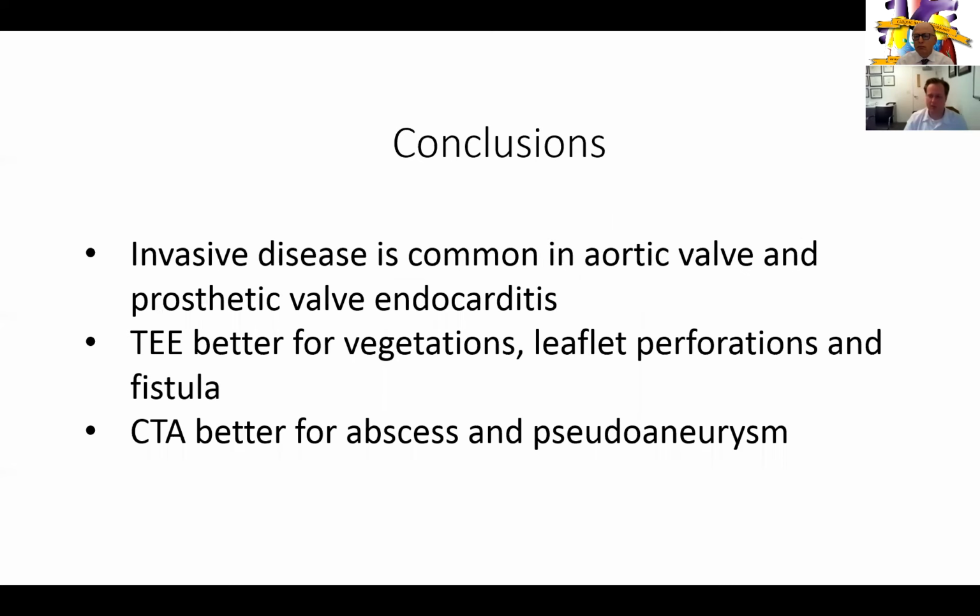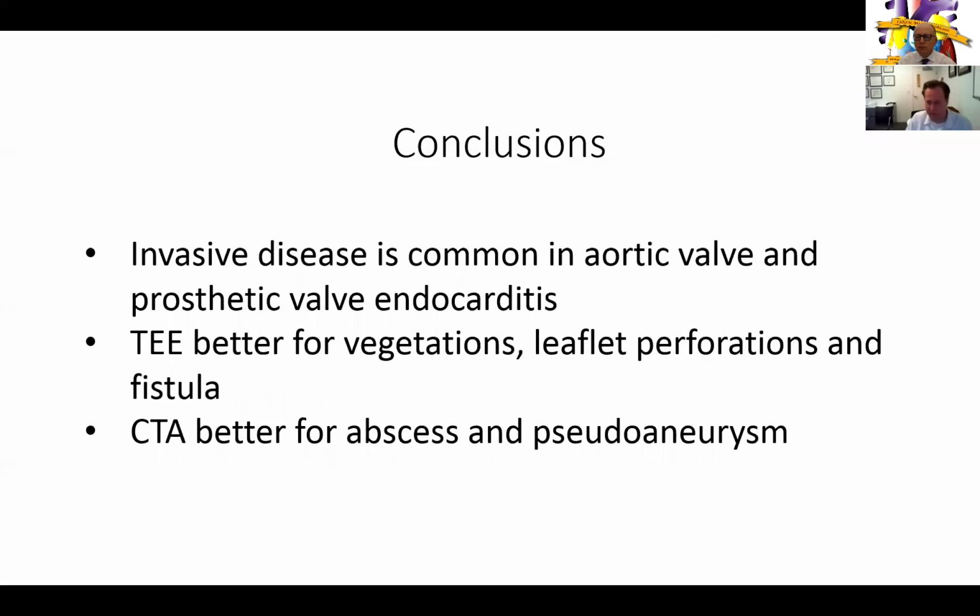So to conclude, I would say that invasive disease, so abscess cavity, pseudoaneurysm, in the setting of endocarditis is fairly common in left-sided disease, especially involving the aortic valve, and may in fact be the majority of cases in prosthetic valve endocarditis, though a lot of that depends on where you're practicing and some referral biases that may be involved in your institution.